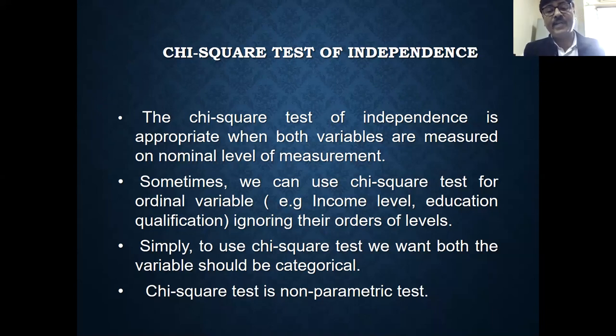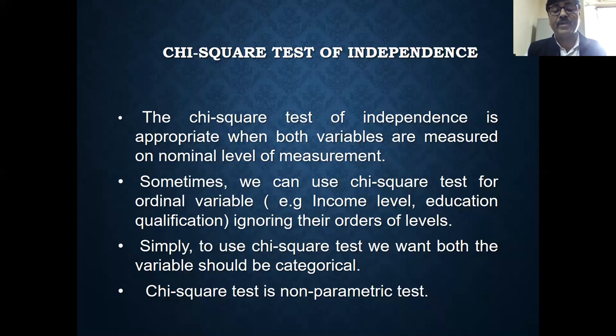Now, sometimes we can use the chi-square test for an ordinal variable, like income level or educational qualification, which are ordinal. Sometimes we ignore the order and use the chi-square test. To use it, we want both variables to be categorical. If your variable is not categorical, we cannot use it. If you have continuous data, we first convert it into categories like 0, 10, 20, 30. And the chi-square test is a non-parametric test.